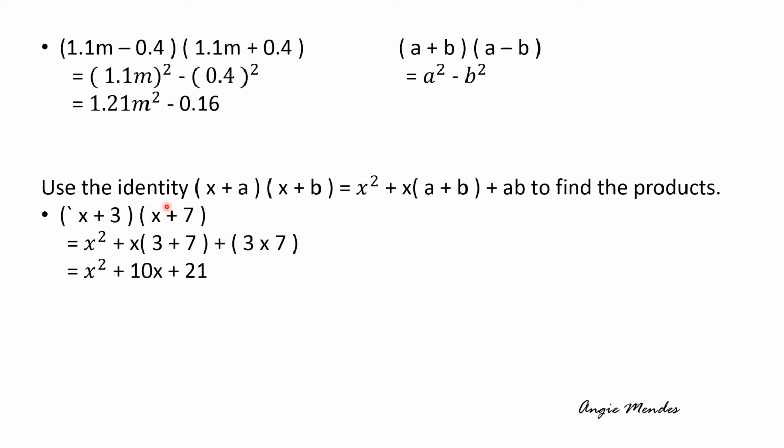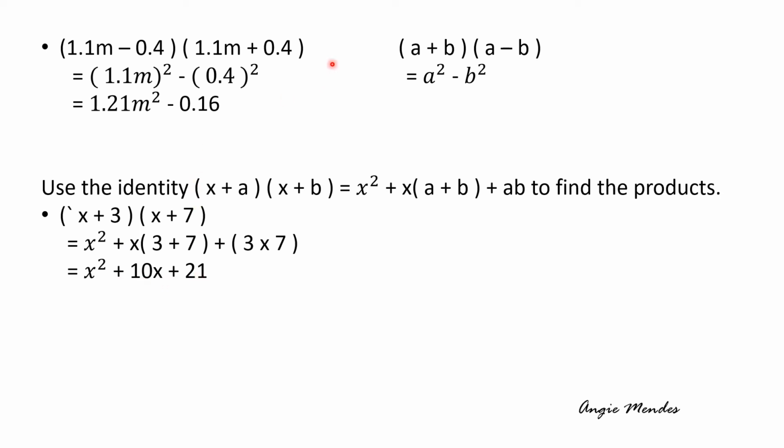Now let's look at this identity. If you are asked to find the solution, now here the identity is given: x plus a into x plus b. Find the product of x plus 3 and x plus 7. Now here you must remember that the value of x will be the same, or the variable given will be the same, and a and b will be different. So we have x square plus x into a plus b plus ab. So simplifying this further, you will get x square plus 10x plus 21.